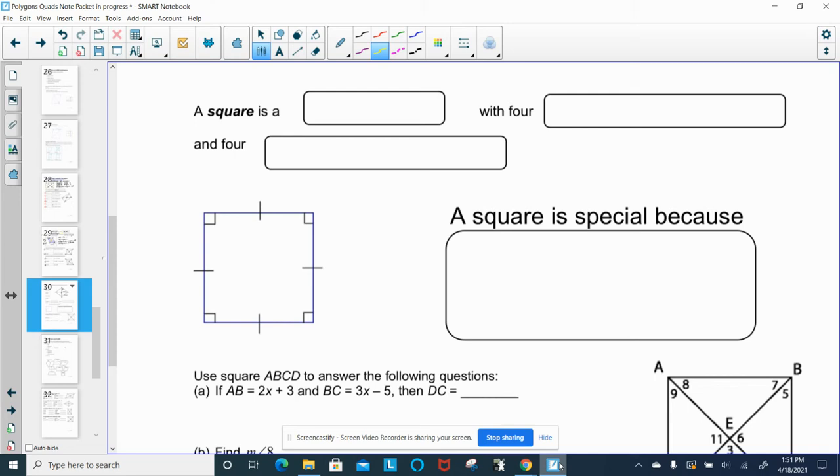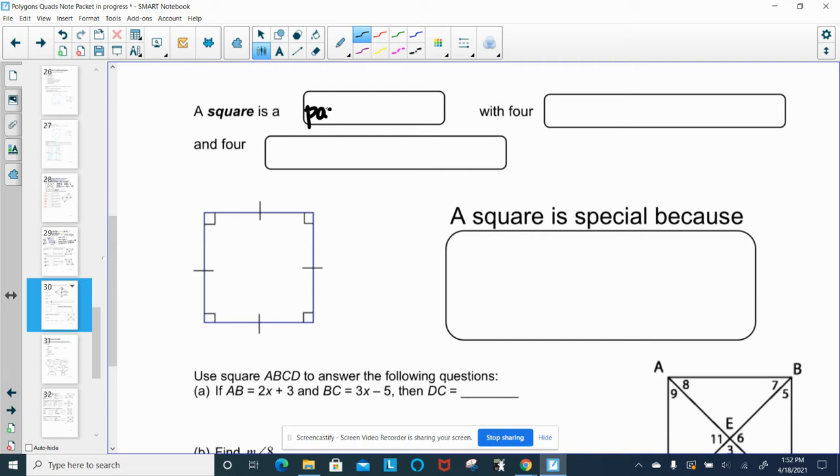Okay, here's our last shape. Last shape is a square. And if you thought that the rhombus and the rectangle were special, wait until you see about a square. A square still has four sides, two pairs of parallel lines, so it is still a parallelogram.